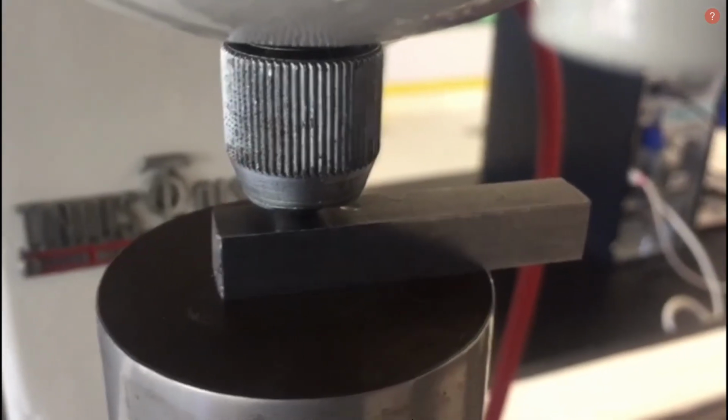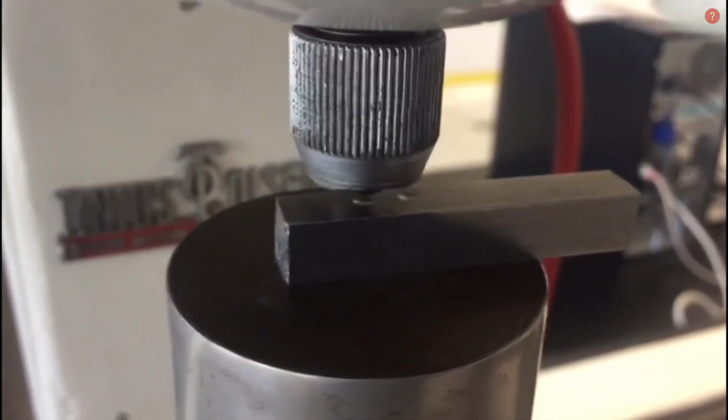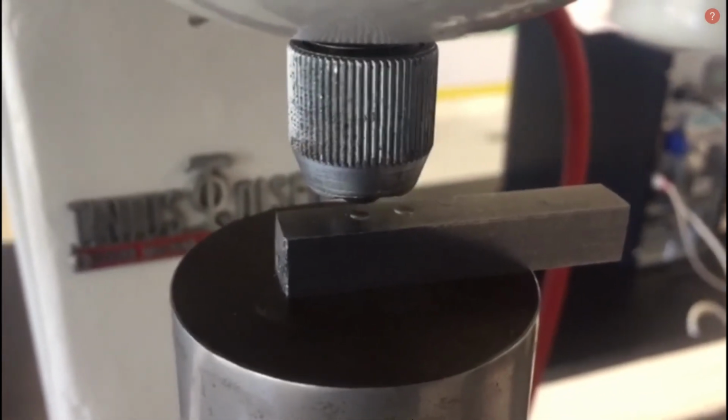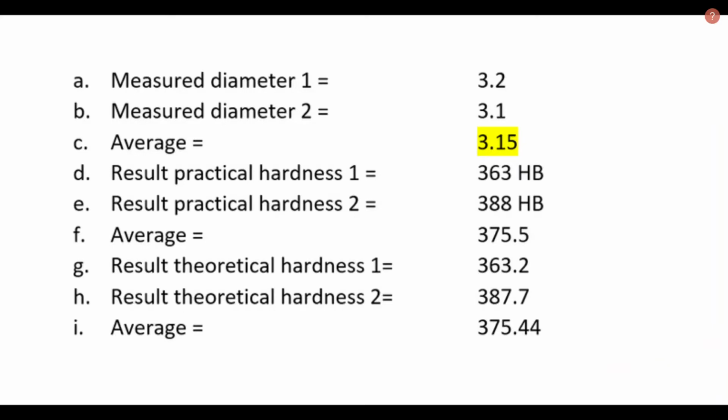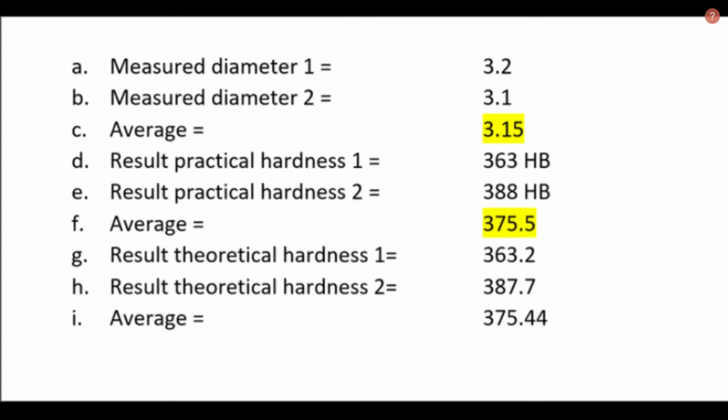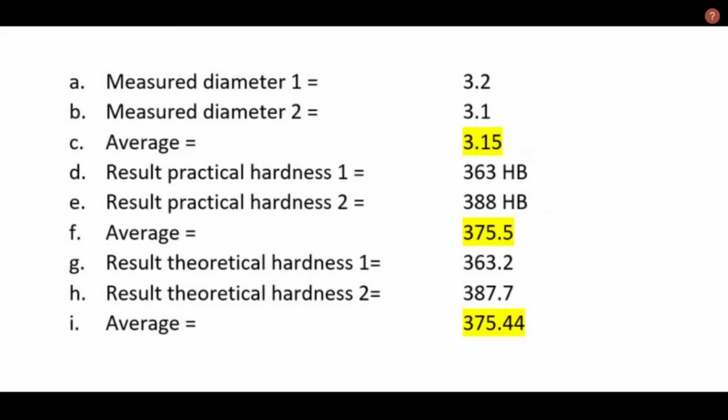I performed Brinell test to the broken Sharpie piece with a force of 3,000 kilograms. Results were the next. Measurement diameter average number 1 was 3.15. The result of practical hardness was 363 and 388. The average was 375.5. The result of theoretical hardness average was 375.44. This means that their results are very alike.